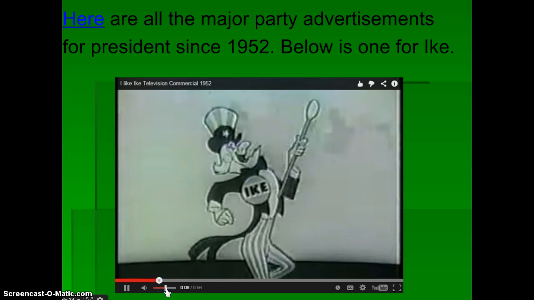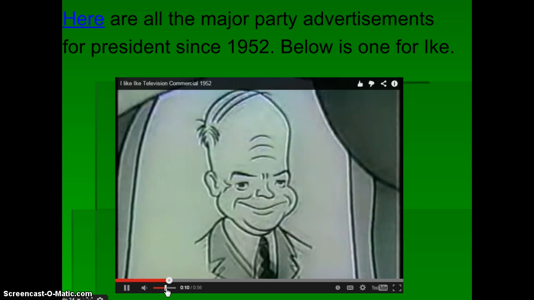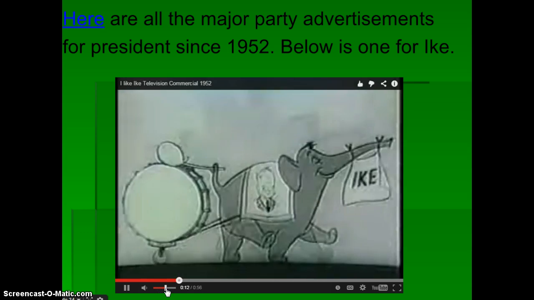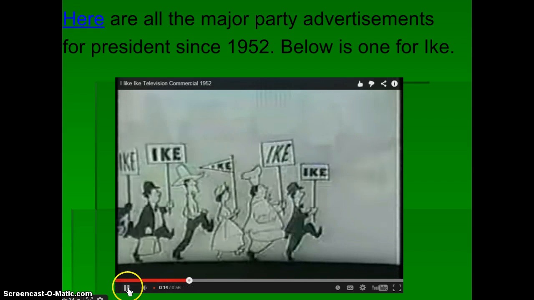I like Ike for president, you like Ike, everybody likes Ike for president. Hang out the banner, beat the drum, we'll take Ike.